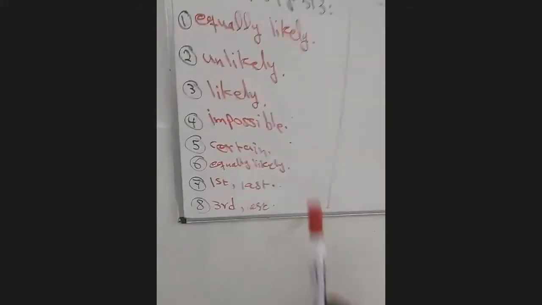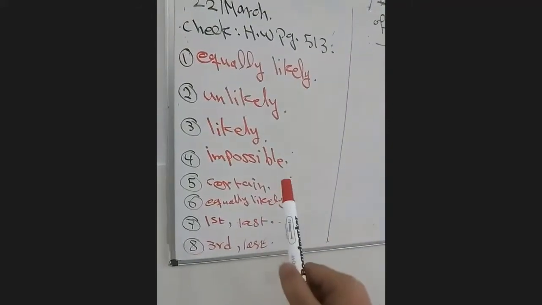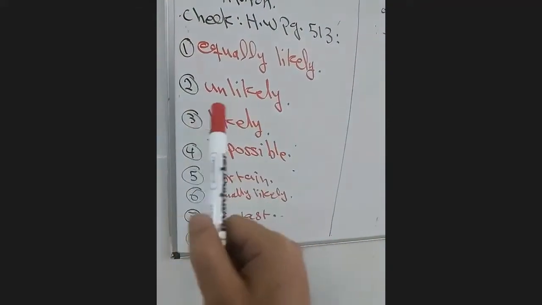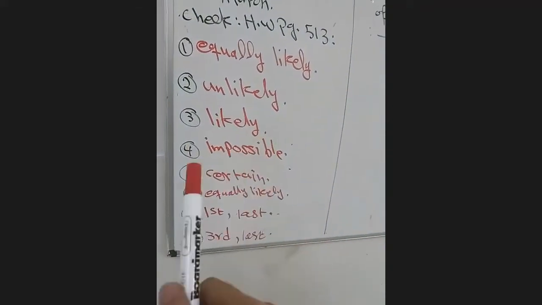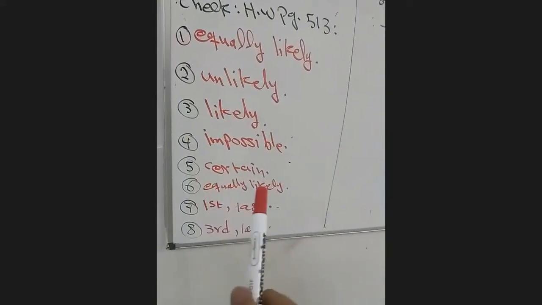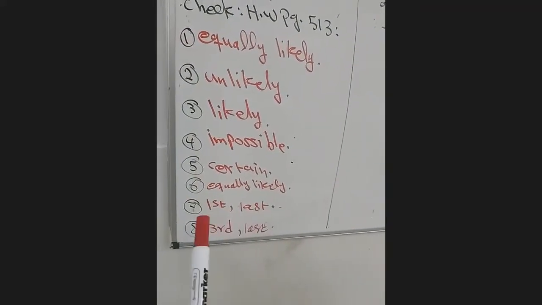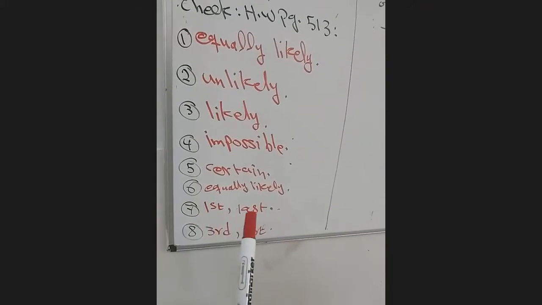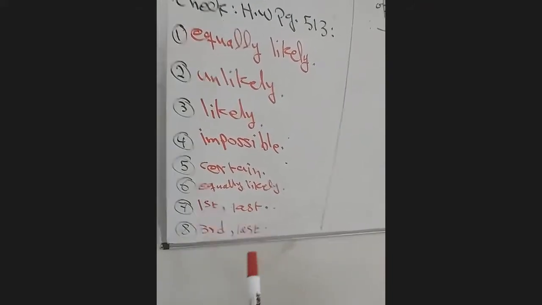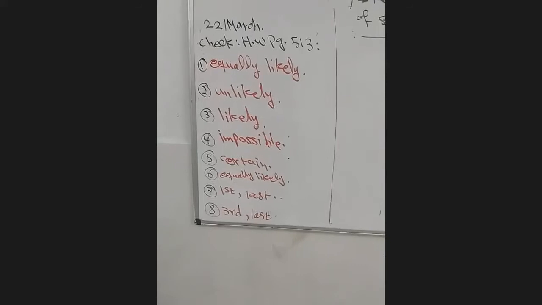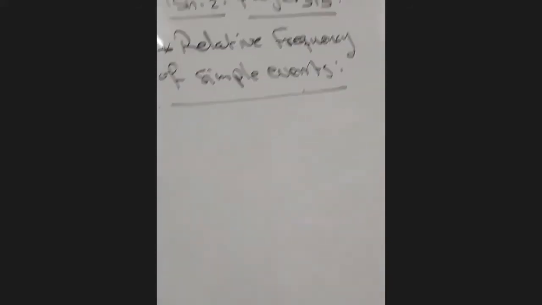This is the answers, guys, the key answers for your homework. Number 1, equally likely. Number 2, unlikely. 3, likely. 4, impossible. 5, certain. 6, equally likely. 7, you select the first and the last. 8, you select the third and the last. Done. Now let's move to lesson 2.